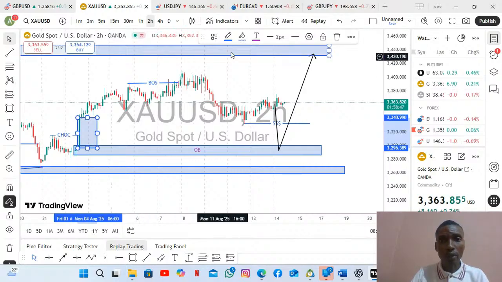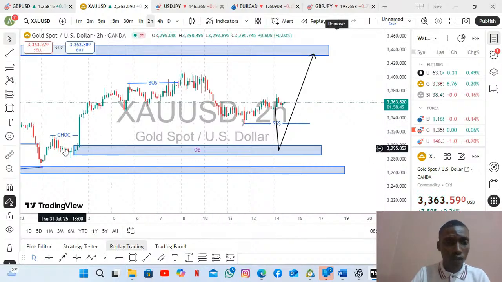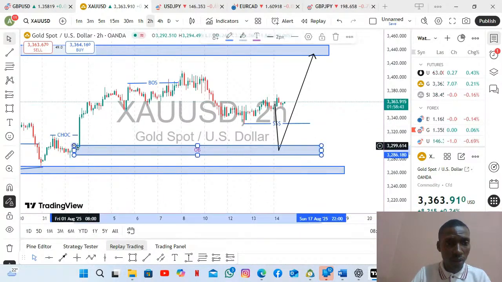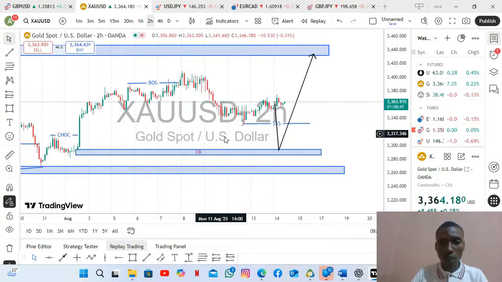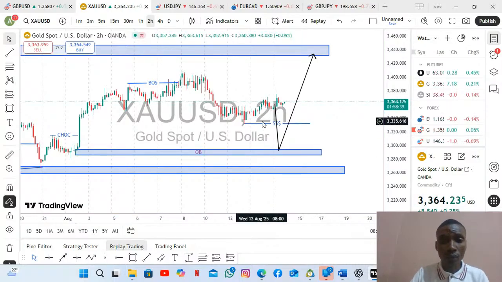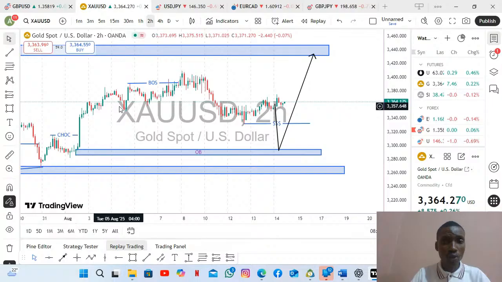Let's remove this, our fair value gap. This is 2 hours. 2 hours is giving us this other block to work with. Same thing, you see. 2 hours is giving us, and look at this huge fair value gap.